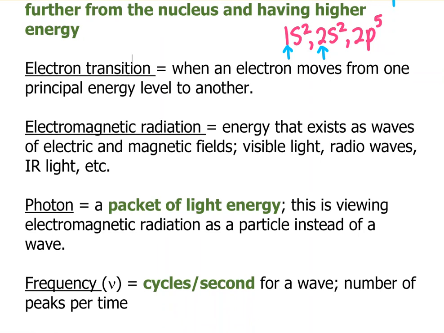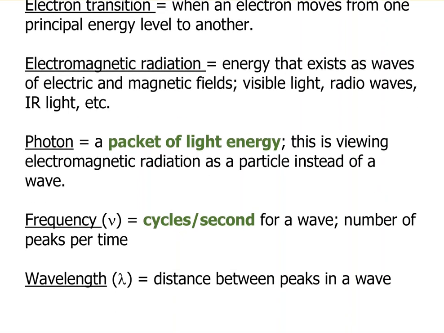And so with light, we can consider or think about it as being a packet or a particle of light, or we can think of it in terms of being a wave. And it's really both. It's just two different ways of thinking about it. And then basic definitions of frequency and wavelength. Frequency is how fast it cycles, and wavelength is the distance between peaks in a wave.